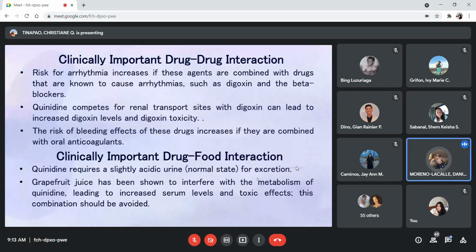Okay, in clinically food-to-drug interaction, drug-to-food interaction, quinidine requires a slightly acidic or normal state for excretion. So the patient should not take food that alkalizes the urine, such as citrus juices and milk products, because it will increase quinidine levels and the toxicity of quinidine. And then we have an example also: if you take quinidine together with grapefruit juice, it can increase the side effects of quinidine such as nausea and vomiting and also dizziness.